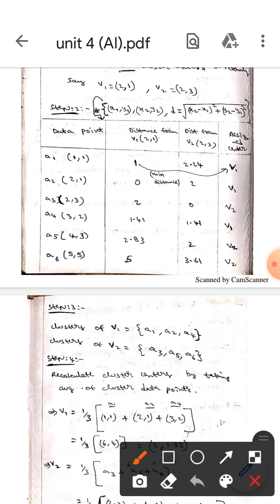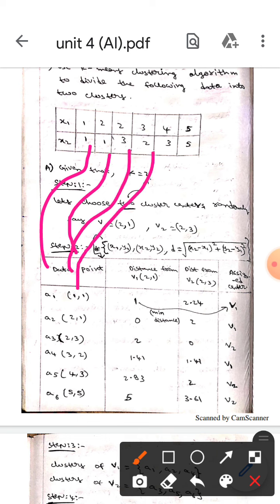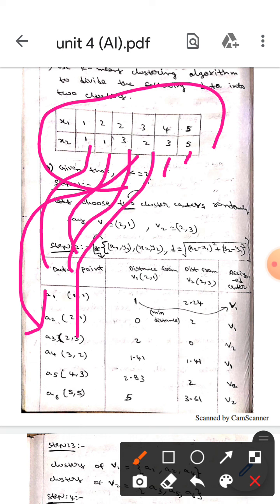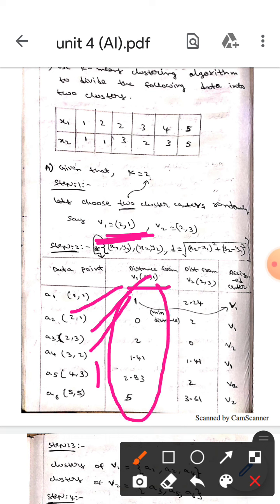Here I wrote in the data points. These are all data points: (1, 1), (2, 1), (2, 3), (3, 2), (3, 3), (4, 3), (5, 5). I wrote them here, and here I took v1 equals (2, 1) as cluster center 1, which means I will find the distance between a1 and v1, then a2 and v1, a3 and v1, and so on. I will write the distances here.